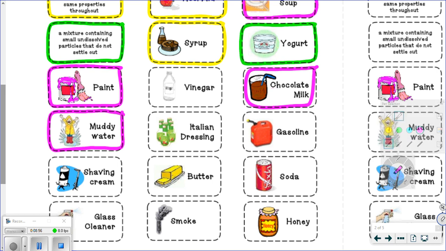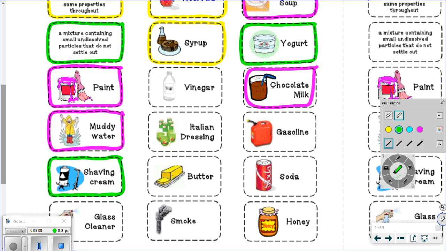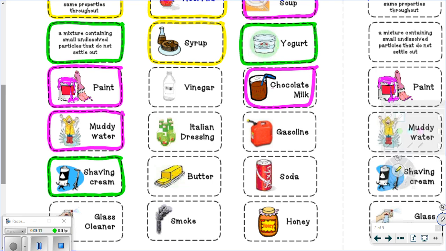Shaving cream. All right. Shaving cream is actually a colloid. Okay? That is a colloid. It's got large particles. Vinegar. I don't know if you guys know, vinegar is just water, a few other things, and acetic acid. So if I have water and an acid, that's going to be a solution.